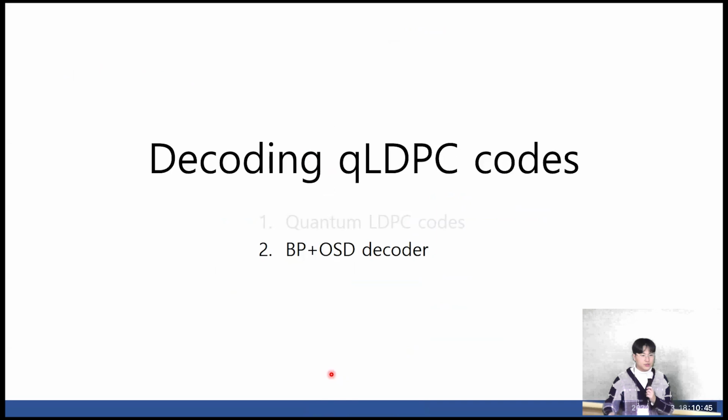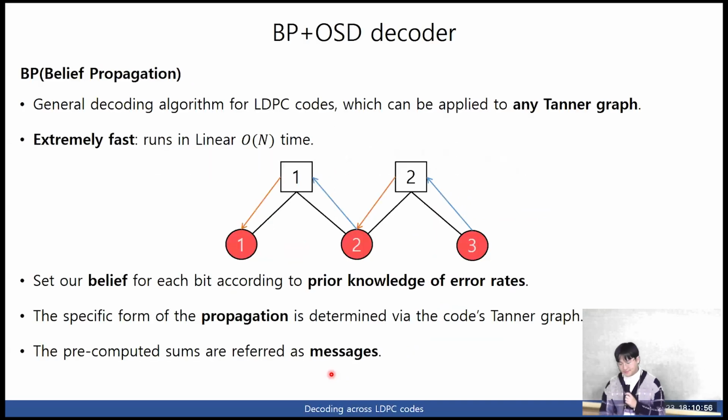So we have great QLDPC codes, but how do we decode them? The BPOSD decoder gives a general solution to this problem. First, BP, belief propagation, is a general decoding algorithm for classical LDPC codes, which can be applied to any Tanner graph like this. The strength of BP is that it is extremely fast, running in linear time.